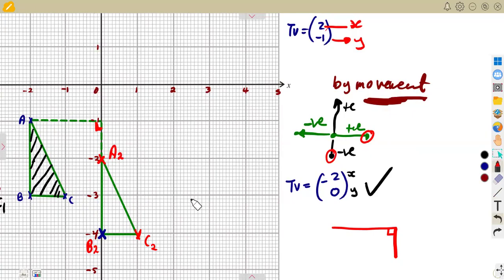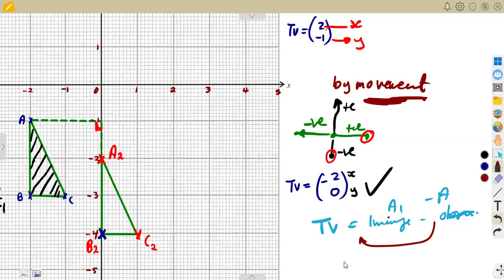By movement, you consider how many units am I going to move. But I want you to use the concept of finding it by the formula. Remember, by the formula, the translation vector is the image minus the object. That is the formula for the translation vector. So to find the image, you have to transpose this. That means the image at the end is going to be the translation vector plus the object, as we saw in the previous case that we had. This is the formula for finding the image.